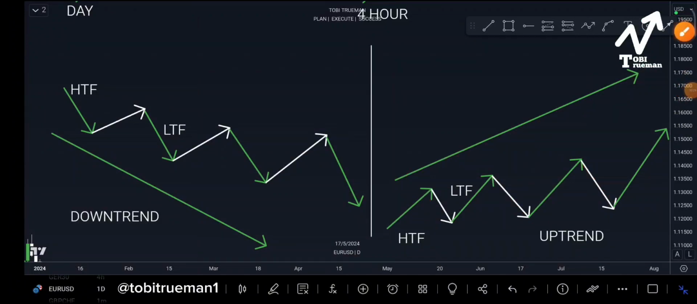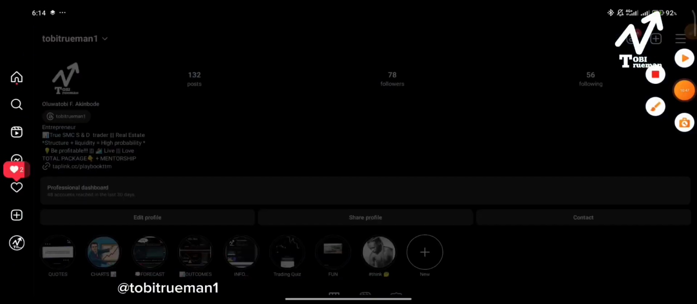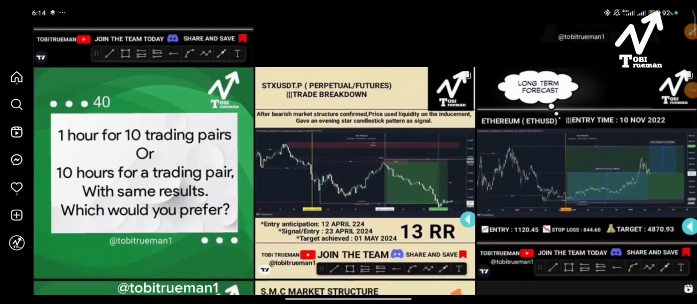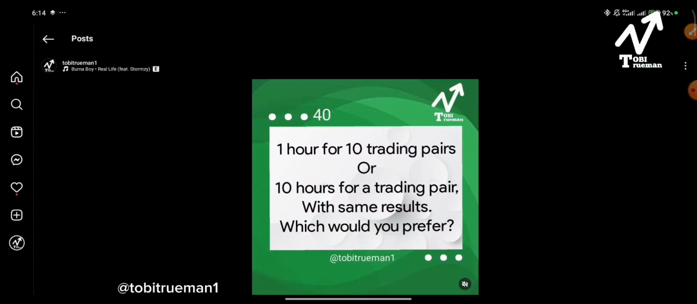Okay, so there are some people who want to use different types of candlesticks and different time frames. You see somebody using 15 minutes as the higher time frame. That is what my mentor taught us, using 15 minutes as the higher time frame and then 1 minute as the entry time frame. But you can see from the post I made on Instagram, I talked about this issue: 1 hour for 10 trading pairs, or 10 hours for a trading pair with the same result.